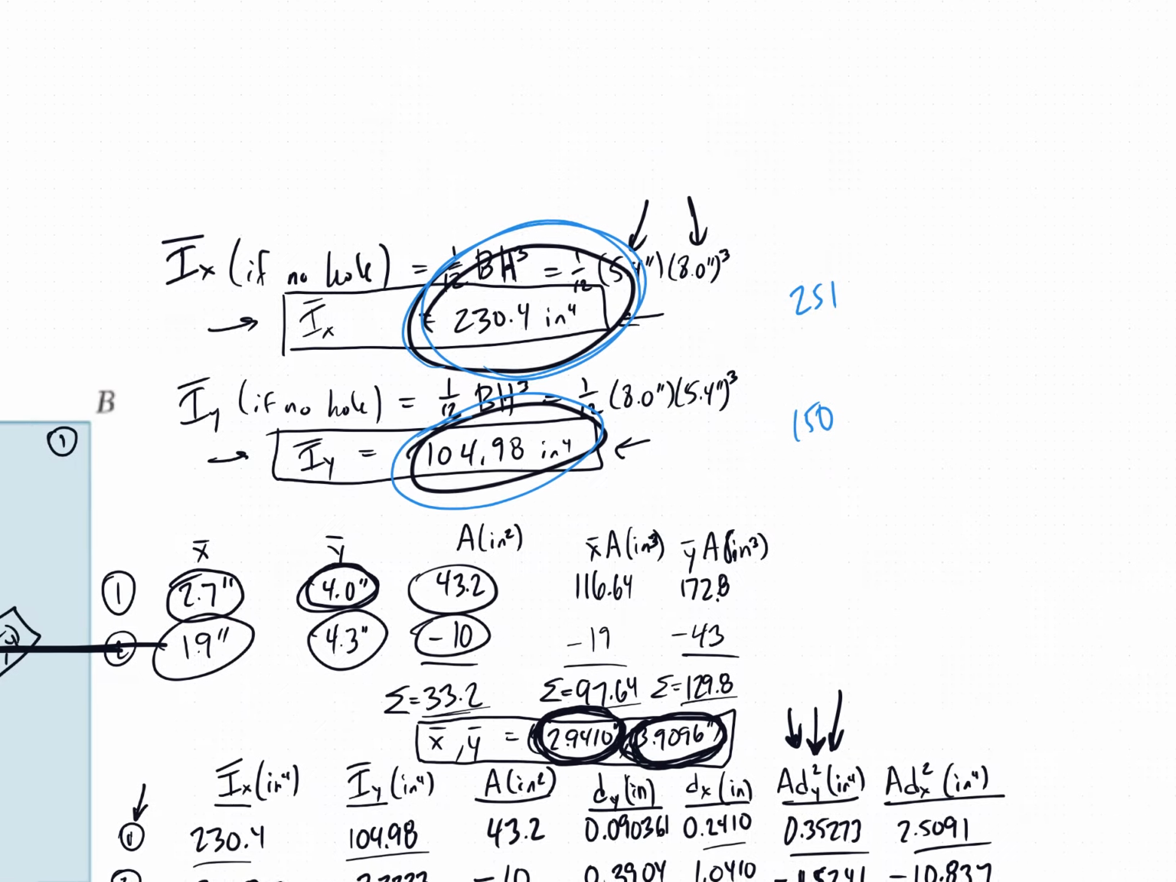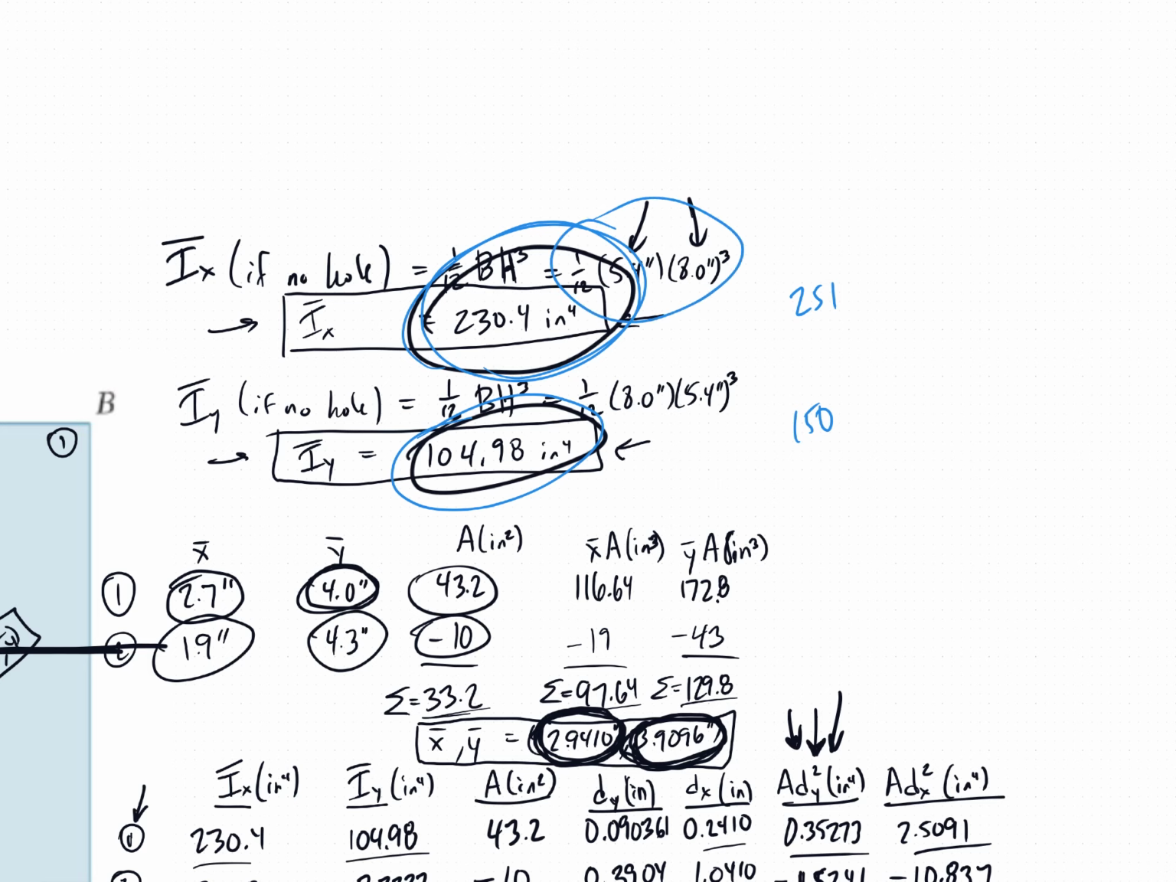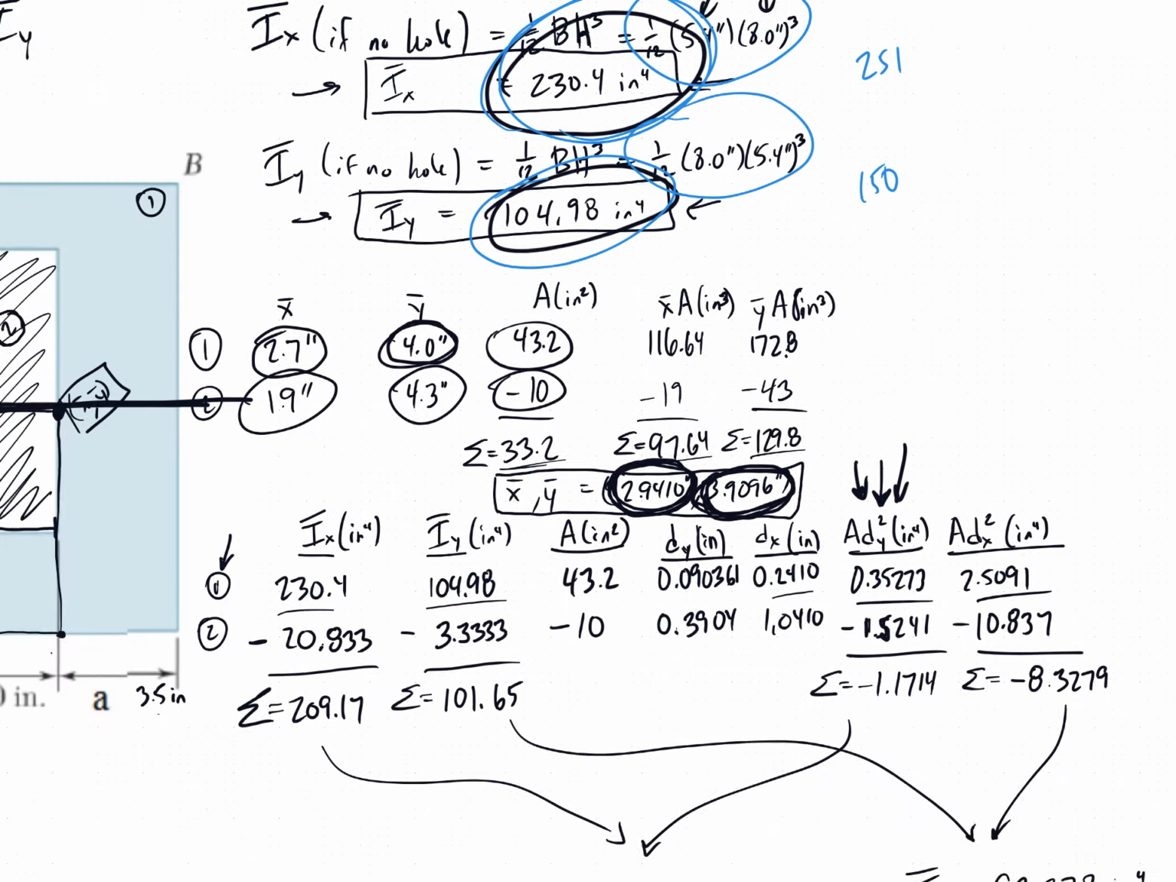Unless I made an error right here, which I guess we should check real quick, because that would throw it off. 1 divided by 12 times 8 times 5.4 cubed is 104.98. We're good there. And 1 divided by 12 times 5.4 times 8 cubed equals 230.4. Yeah, so somewhere in here the book made an error. It happens. Anyway, that's how you do it.